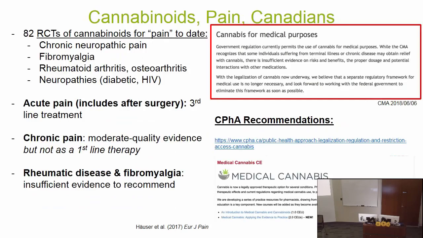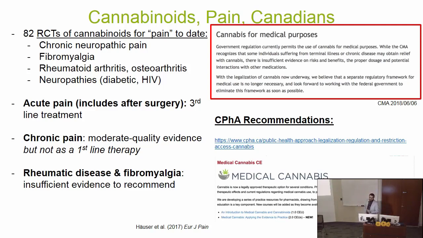So, to date, there have been 82 randomized control trials for pain. Like I said before, there's a whole gamut of different indications for the types of pain that were studied. So, some cases of fibromyalgia, chronic neuropathic pain, diabetic neuropathies, rheumatoid arthritis, the list goes on and on. As it currently stands, the stance of most medical agencies in Canada is that for acute pain, such as after surgery, cannabinoids may be effective as a third-line treatment. This means you've tried at least two things and they haven't worked for you. If you go and ask your doctor for a script for cannabis to treat pain, they will, if they're willing, be able to consult and provide that script for you. But it is considered by the current guidelines as a third-line treatment.